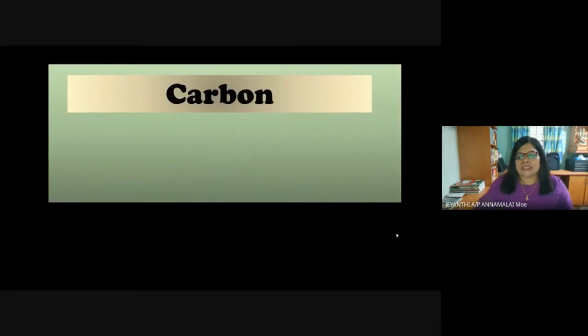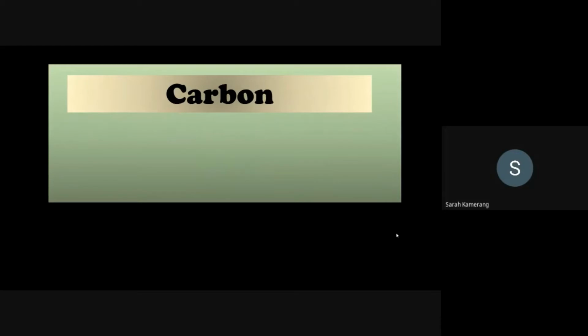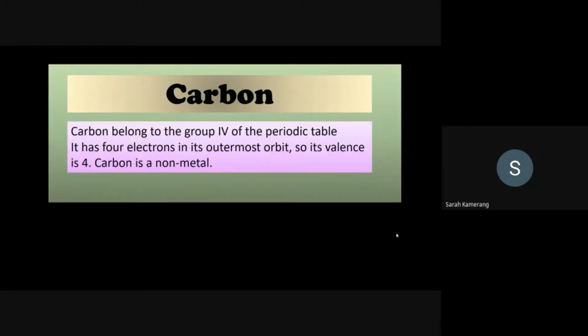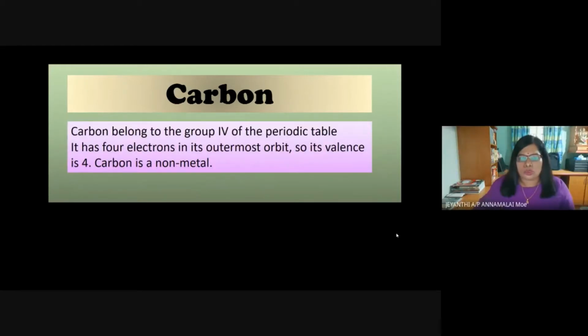What is carbon? First, we need to know what is carbon. Carbon belongs to group 6 of the periodic table. It has 4 electrons in its outermost orbit, so its valence is 4. Carbon is a non-metal. Now, you might not be very familiar with the word valence, and it is 4.